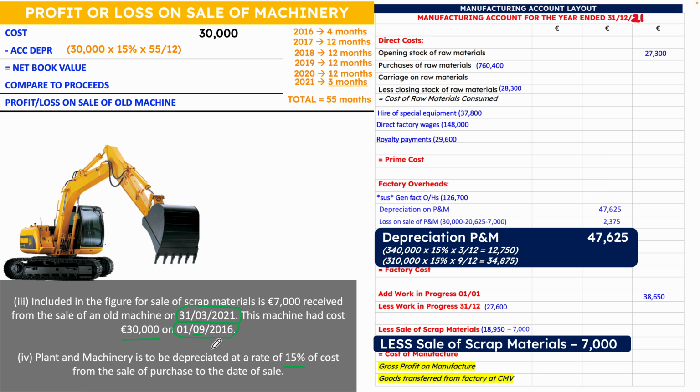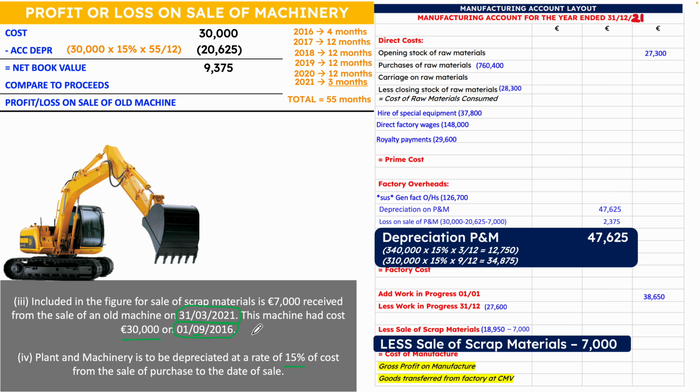So we can find out the accumulated depreciation by 30,000 by 15% by 55 over 12. That is €20,625 accumulated depreciation over the lifetime of that machine. We compare that to the net book value. We get the net book value by doing that, 9,375.